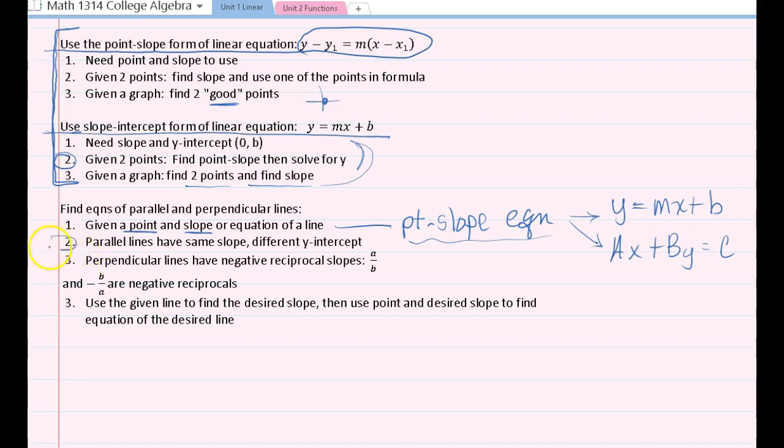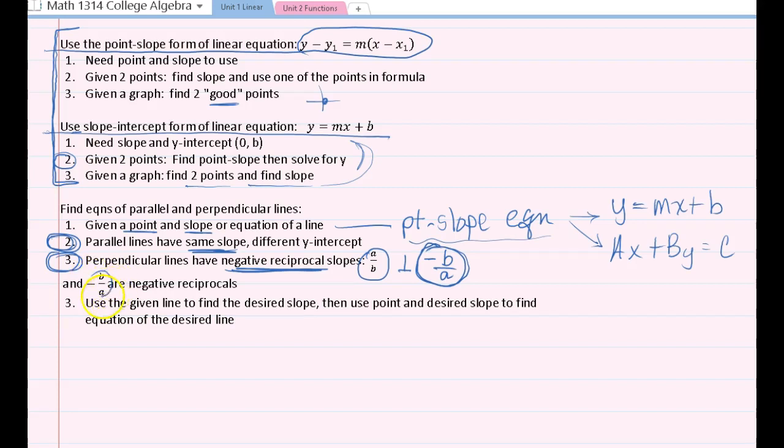Big thing to remember here is that parallel lines have the same slope, and perpendicular lines have what we call negative reciprocal slopes. So in other words, if the slope is a over b, then the perpendicular slope is going to be negative b over a. So these two are going to be perpendicular slopes. So if you're given a slope, then you need to change it into this format and then use a point, and then you can go on ahead and find the equation of the line.